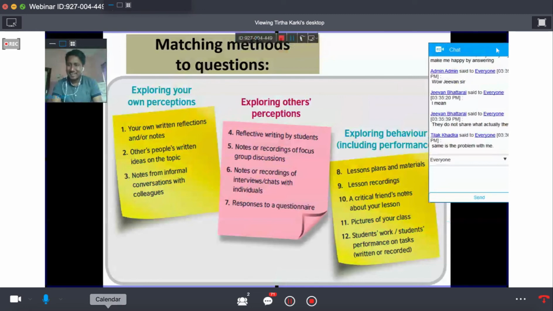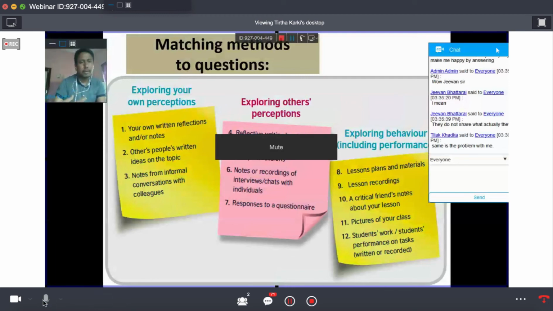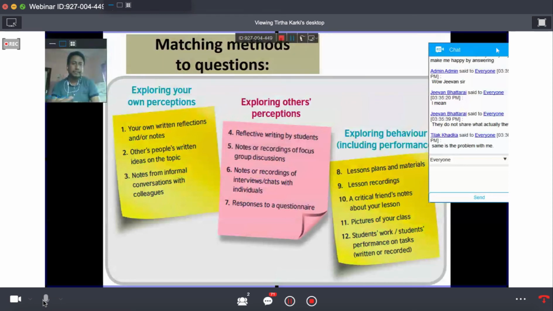Okay, when we explore our perceptions, to explore our own perceptions, we can have our written reflection. In the same way, we can invite a colleague to observe our classroom and then say and write something about our performance. It means to explore our own perception. And then we can also have some notes while talking with other colleagues, and then we can also explore our own perception, our own understanding about our classroom problem.